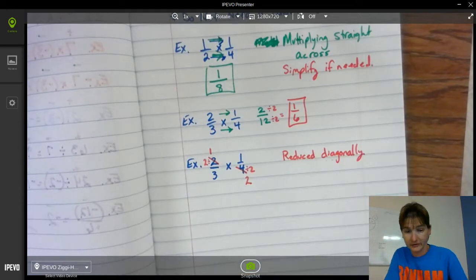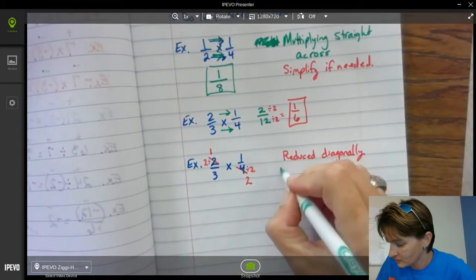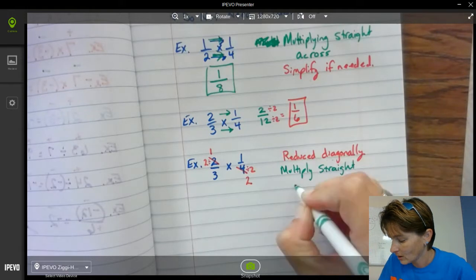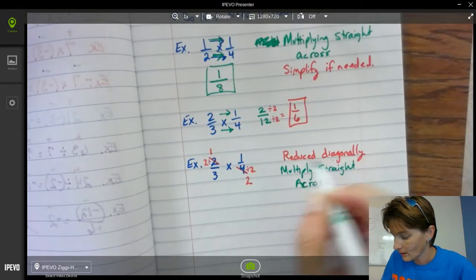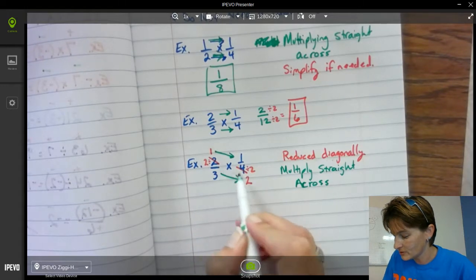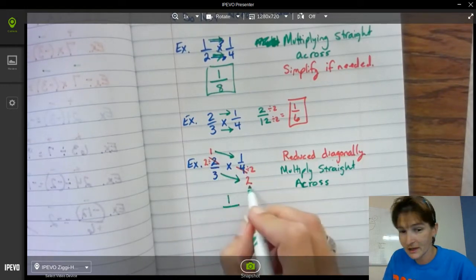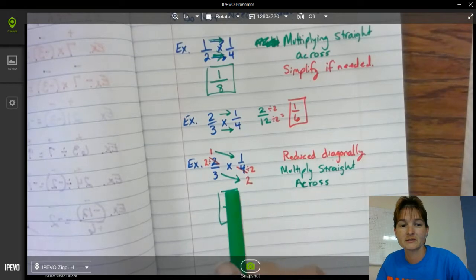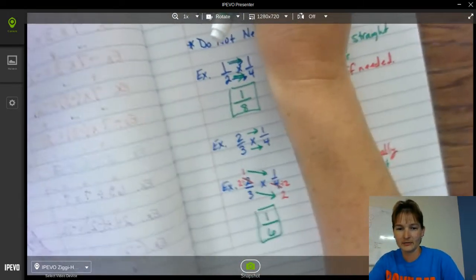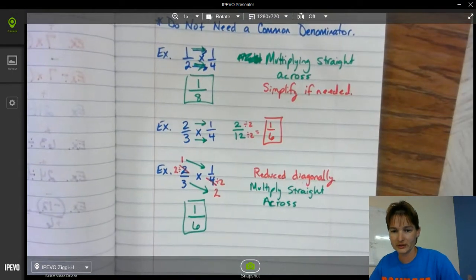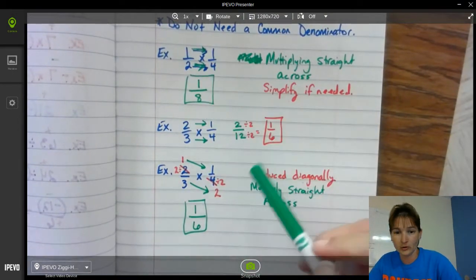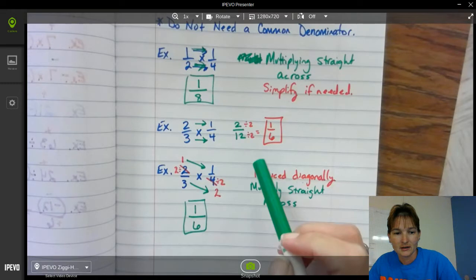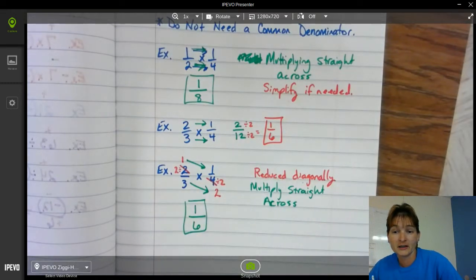So if you reduce diagonally first, the second step is to multiply straight across. So 1 times 1 and then 3 times 2. 1 times 1 is 1. 3 times 2 is 6. And I get the same answer as 1/6. Okay, so now that we have the basics of multiplying fractions, so we're reducing either at the end or before, and then either multiplying straight across first or straight across second. Now we're going to apply it to positives or negatives in class.